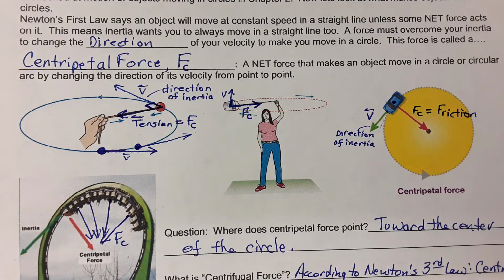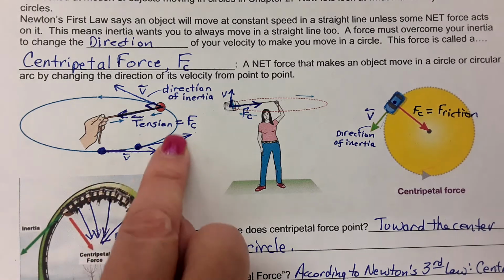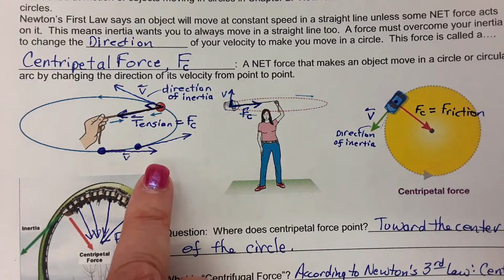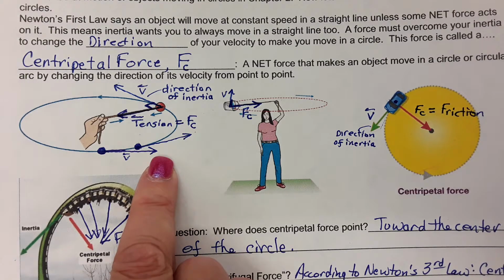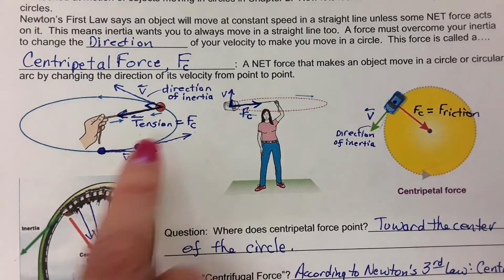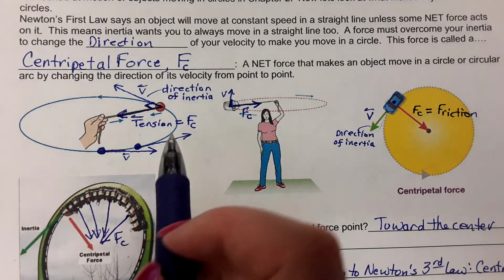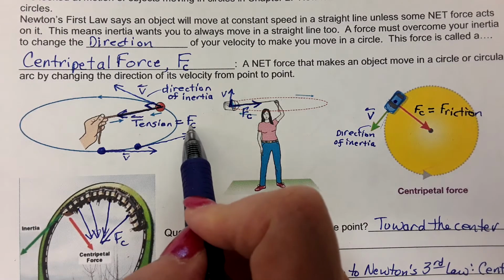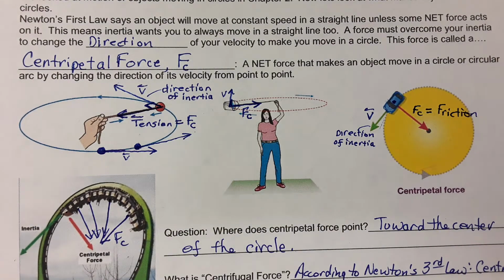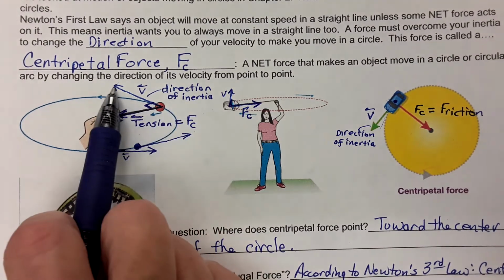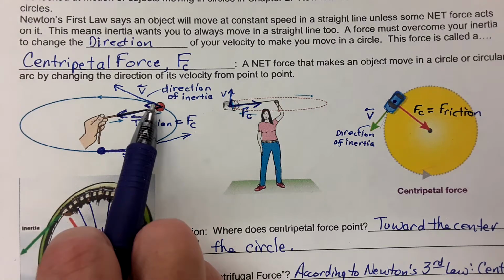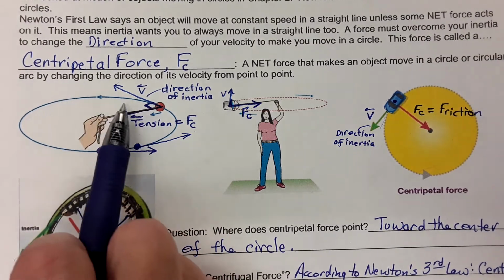Well, the constant speed part we have, but we want the direction to change. So we need a force to overcome the inertia and change the direction of the velocity, change the direction of the inertia. In this case, that force would be the tension in the string. So the tension in the string is acting as a centripetal force. It's making the object move in a circle. Because the direction of the inertia and the velocity are tangent, it changes from one point to another, staying tangent.